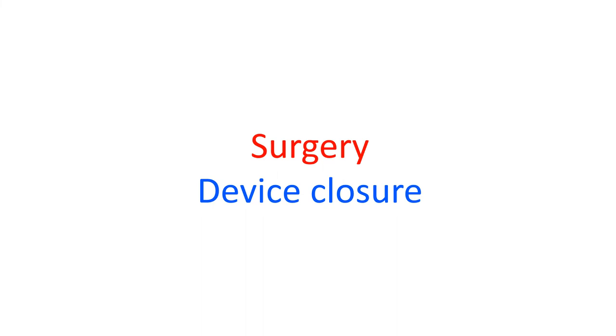Perimembranous VSD, which remains large, may have to be closed by surgery early in life. Device closure for perimembranous VSD without surgery is evolving and is not as popular as device closure of muscular VSD. Device closure is done by introducing special folded devices through tiny holes made in the blood vessels of the groin under continuous X-ray imaging.